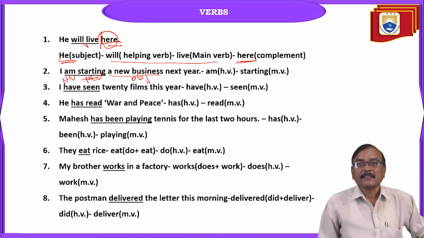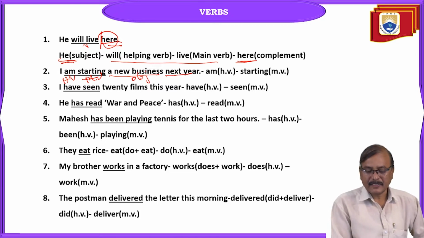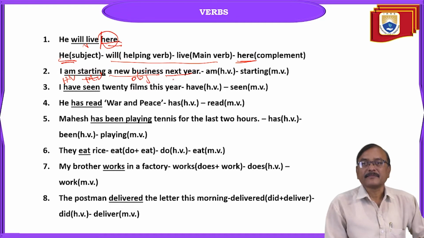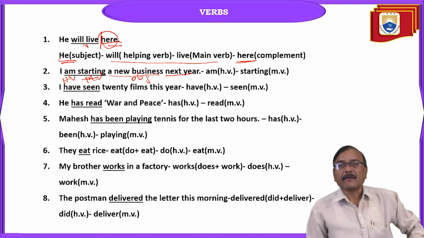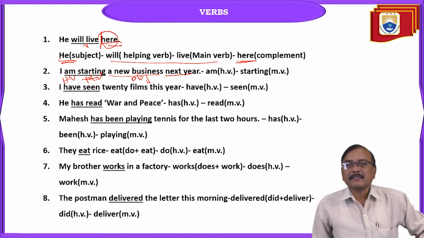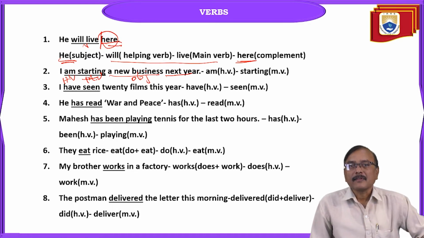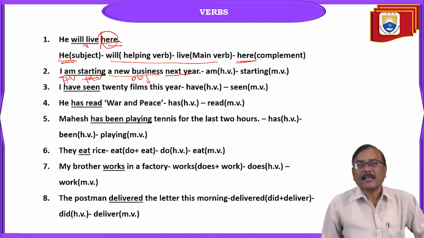This new business is called here generally the object. And next here is the extra, it is called adverb or adjunct or complement. This is adjunct. So here you must know the difference between object and complement. Subject is the doer of the action. Object is the receiver of the action.